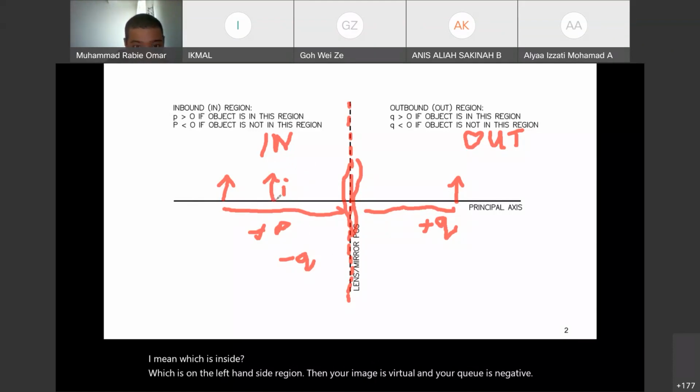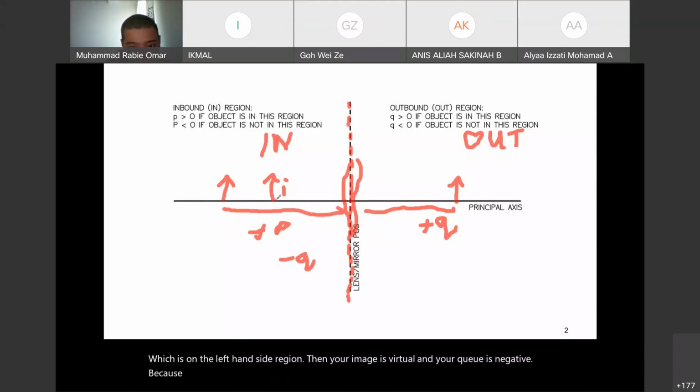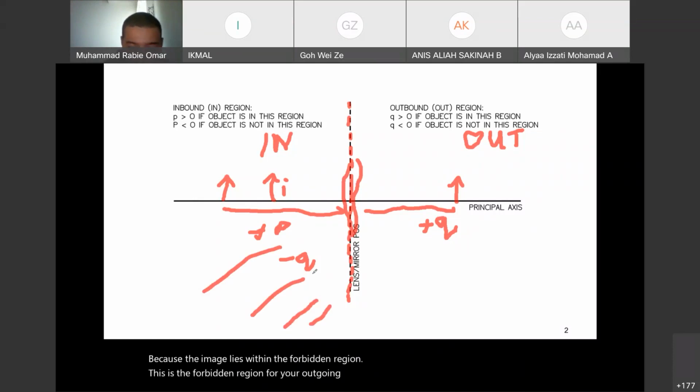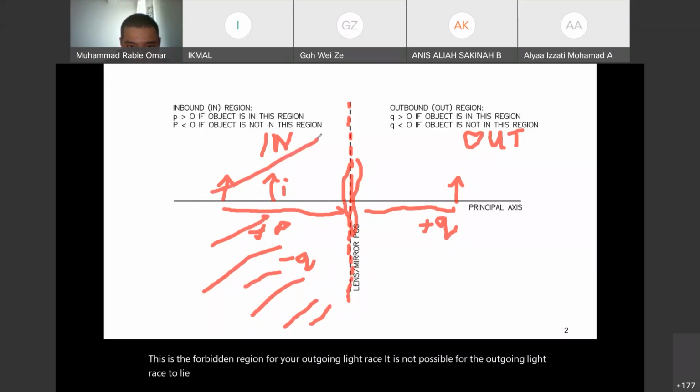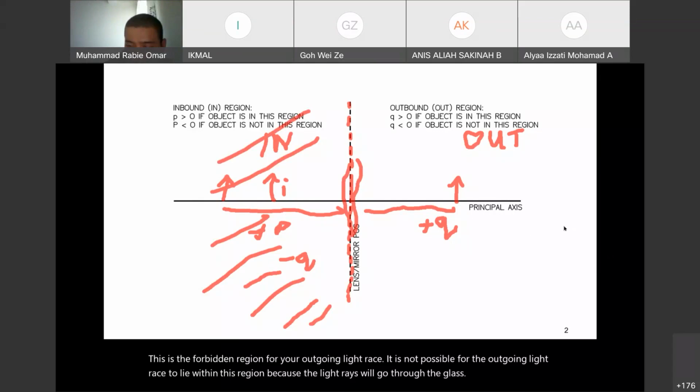Because the image lies within the forbidden region. This is the forbidden region for your outgoing light rays. It is not possible for the outgoing light rays to lie within this region because the light rays will go through the glass. Okay. Do you have any questions so far?